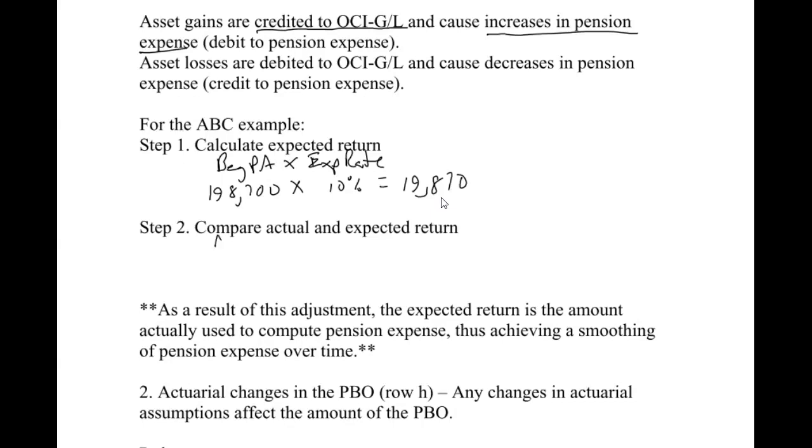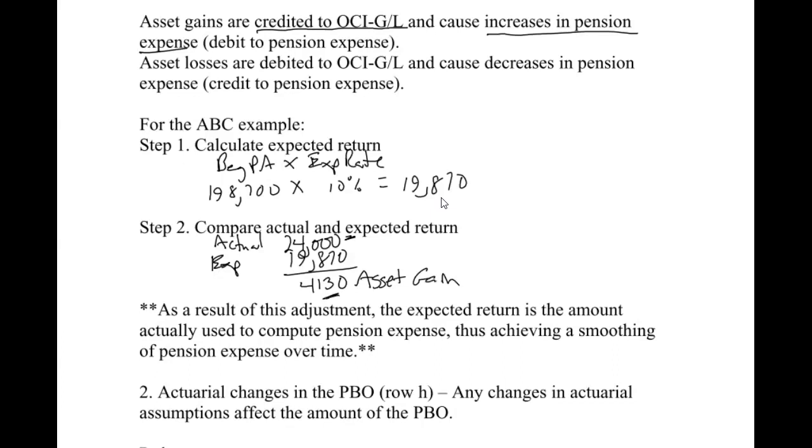The actual return is given. Remember, that will come from the trustee. They'll tell us how much the plan actually returned, versus the expected return, which is 19,870. My difference here is 4,130. If we look at this, we returned more. Our actual return is greater, so that's a good thing. So we're going to call that an asset gain.